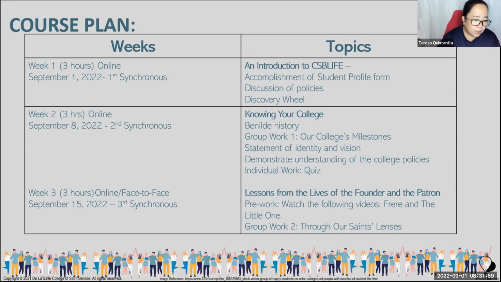So you are going to do individual work, or your group work. For next week, you have a group work regarding our college milestone. This is the story of how the CSB grew. And then there will be an individual quiz, which is asynchronous, so you can do it in your own given time. The scope of our quiz, I'm going to also give to you.